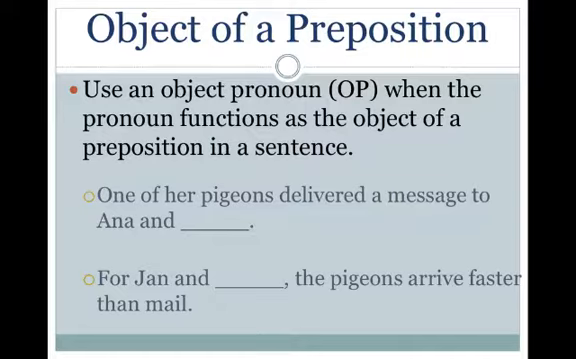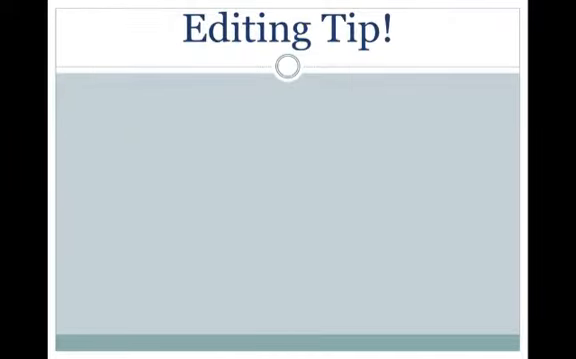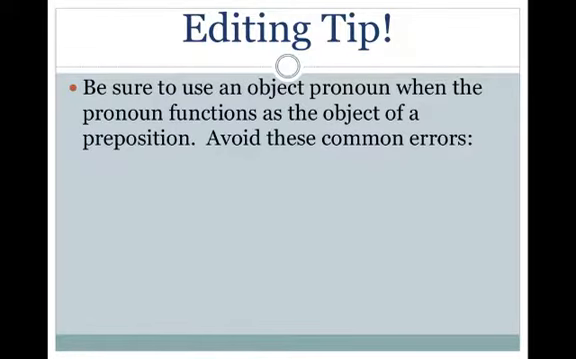Or, for Jan and me, the pigeons arrive faster than mail. For Jan and me is a prepositional phrase. For is the preposition. Jan and me are the objects of the preposition. Here's an editing tip. Be sure to use an object pronoun when the pronoun functions as the object of a preposition, like we just studied.